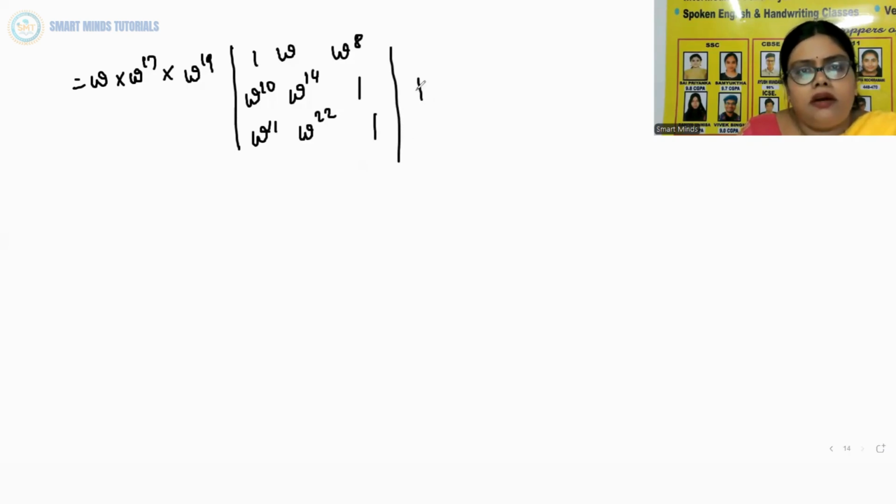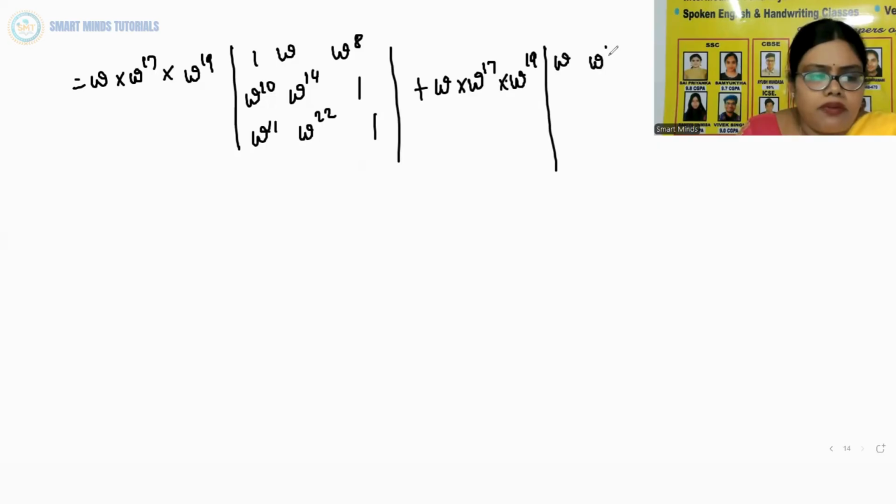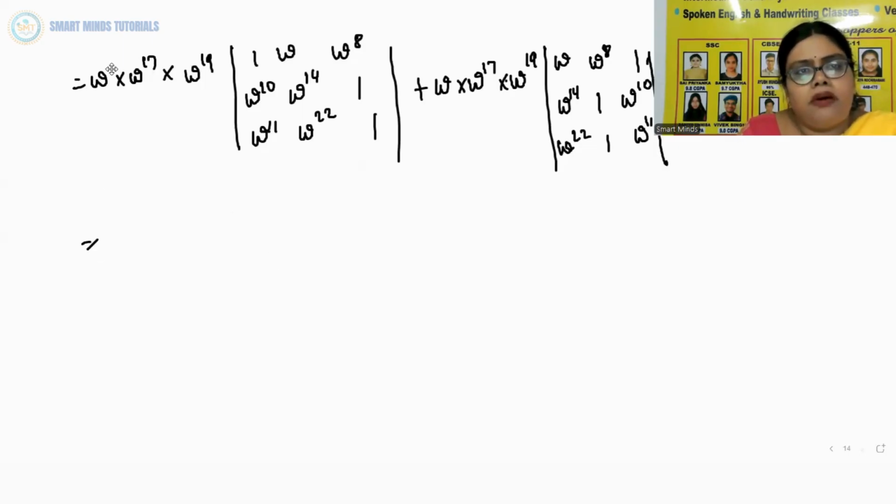Then for the second determinant, if we take omega common from the first row, omega power 17 common from the second row, omega power 19 common from the third row, then we are left over with omega power 8, 1, omega power 14, 1, omega power 10, then omega power 22, 1, omega power 11. So here if we add the powers, we will get omega power 37, determinant of 1, omega.